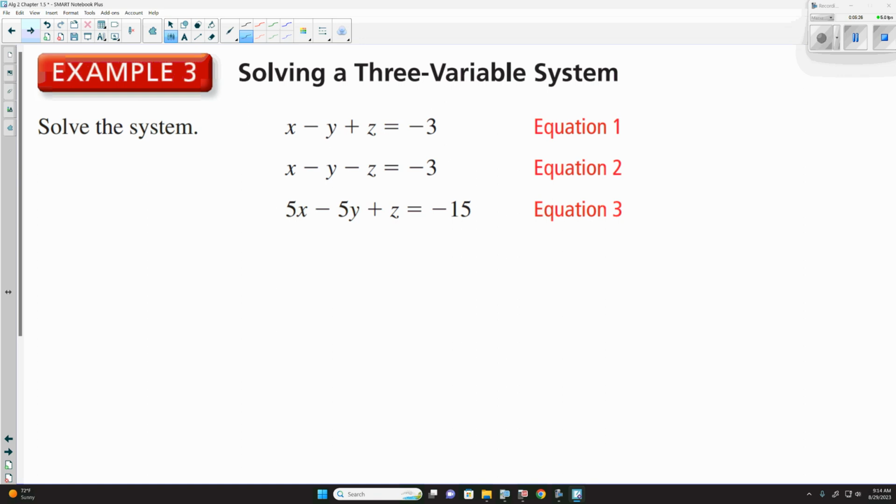Okay. Any questions on the previous one before we move on to this one? Okay. This one's easy too. It does have a nice setup. Because which variable do we want to eliminate first?